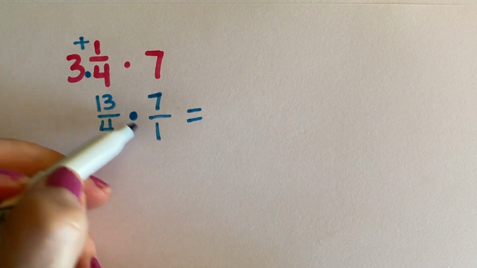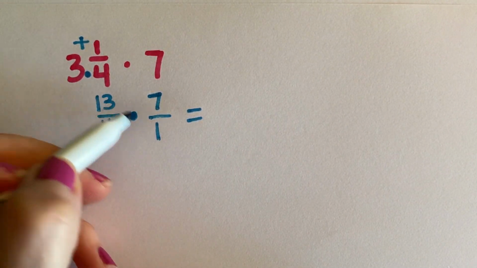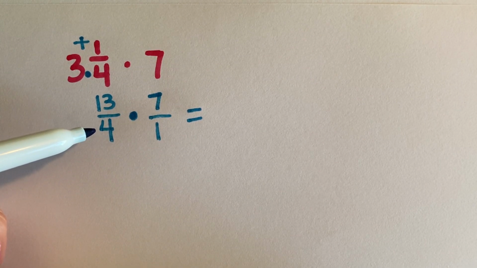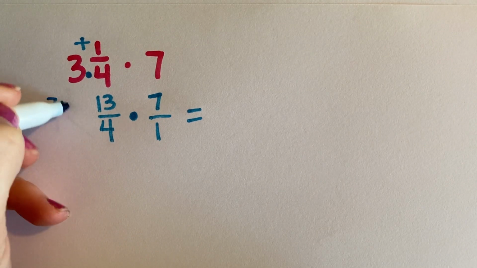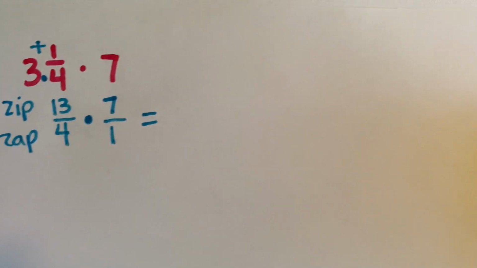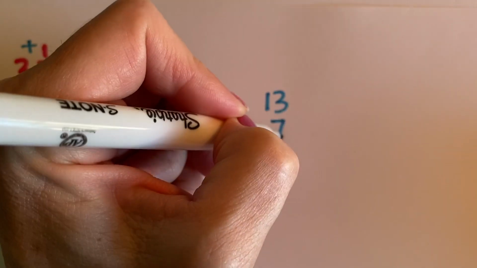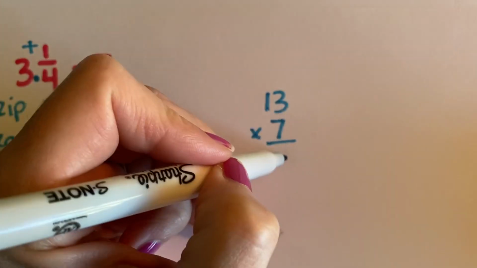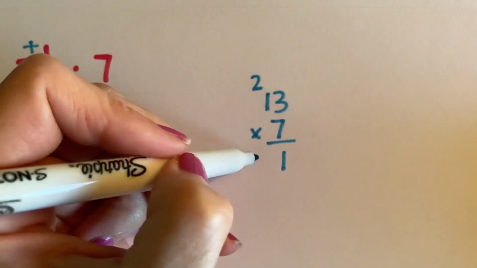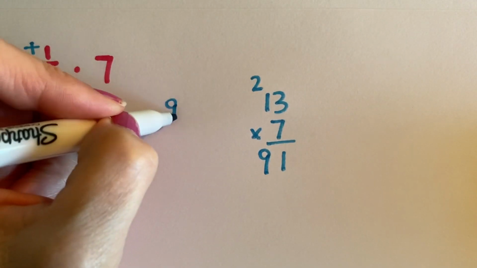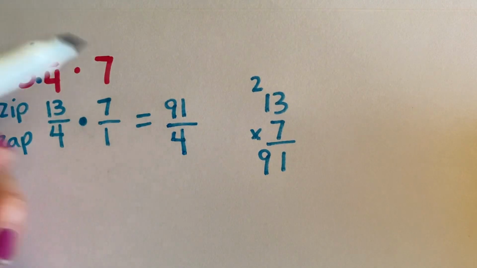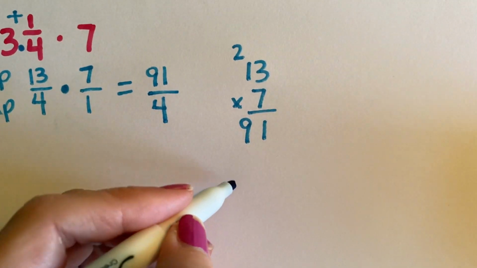I'm looking for the cross cancel. 13 and 1 aren't going to do anything. Neither are 7 and 4, unfortunately. So I'm just going to have to zip it and zap it. 13 times 7. Let me go off to the side. 13 times 7. 3 times 7 is 21. Carry that 2. 7 times 1 plus 2 is 9. So go with 91 over the zap. 4 times 1 is 4. Improper, let's mix it.